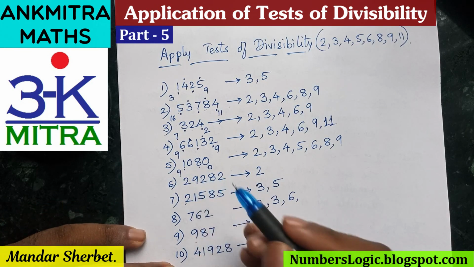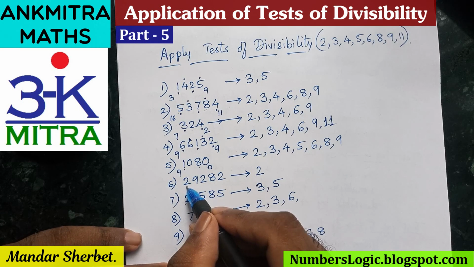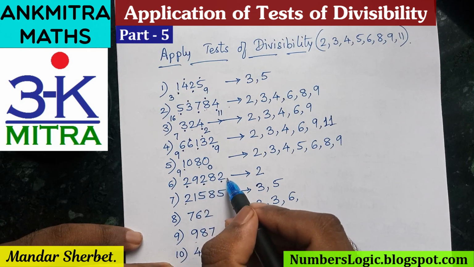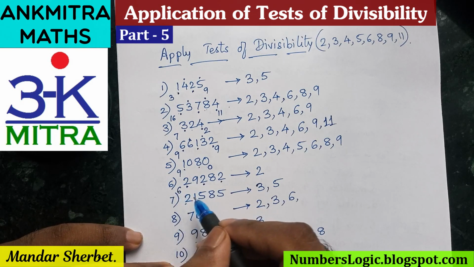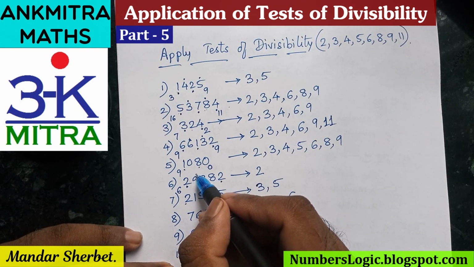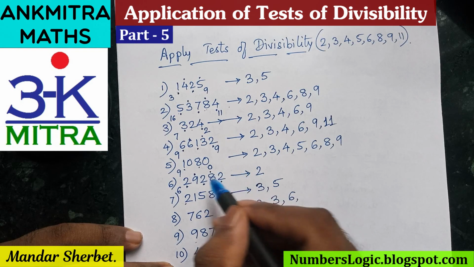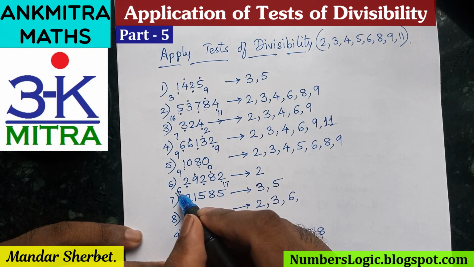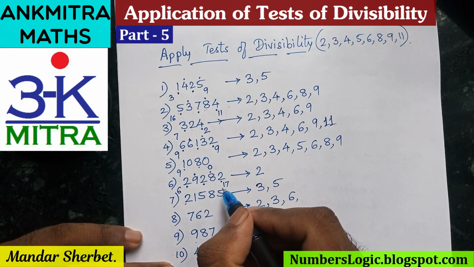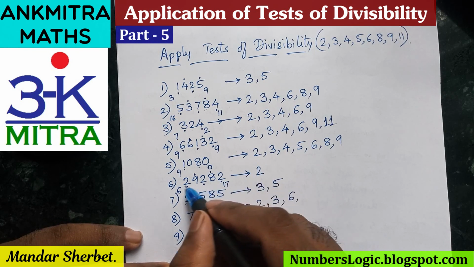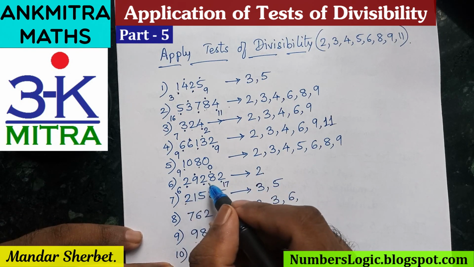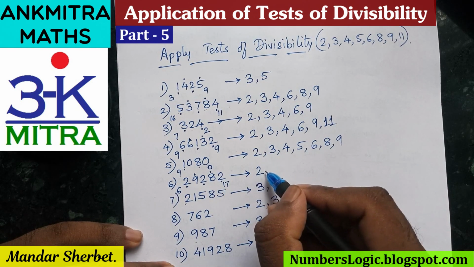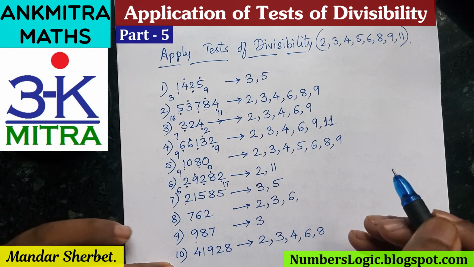Moving to the next number, the first pair has 2, 2 and 2. So 2 plus 2 plus 2 is 6. So I'll write down a 6 here. And the other pair has 9 and 8. 9 plus 8 is 17. Now the difference between 6 and 17 is 11, right? So this number, that is 29,282, will be divisible by 11. Okay, so I'll write down an 11 here.